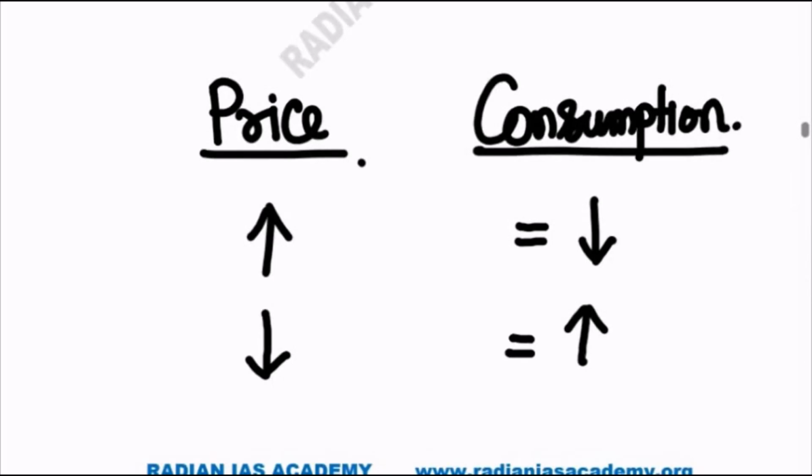Now I want the best example. Please note that I want the best example. Someone says gold and silver. Yeah, it is also incorrect. If the price of gold increases, people consume less. If the price of gold decreases, then people buy more.